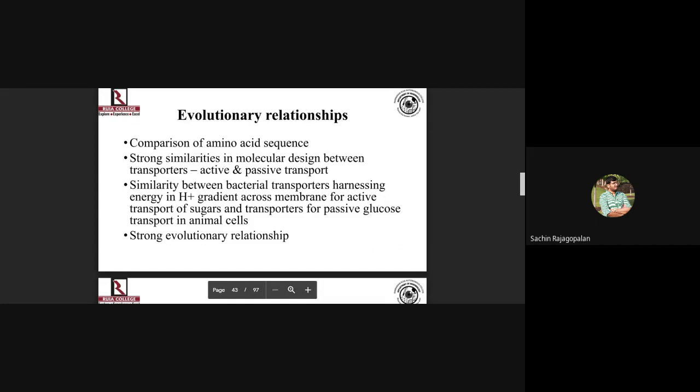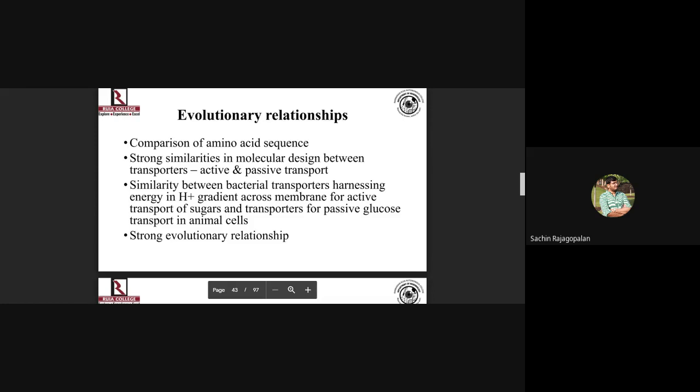Now, going to evolutionary relationships. First of all, let me tell you that when you look at transporters at the level of amino acid sequence, you will see that the transporters involved in passive transport or active transport, even though their mechanisms are different from each other, one needs ATP, another doesn't need ATP, still their amino acid sequences show strong similarities. It is also seen that in the way they are folded, the structural conformations that they achieve, there might be differences, but there are a lot of similarities also in that design.